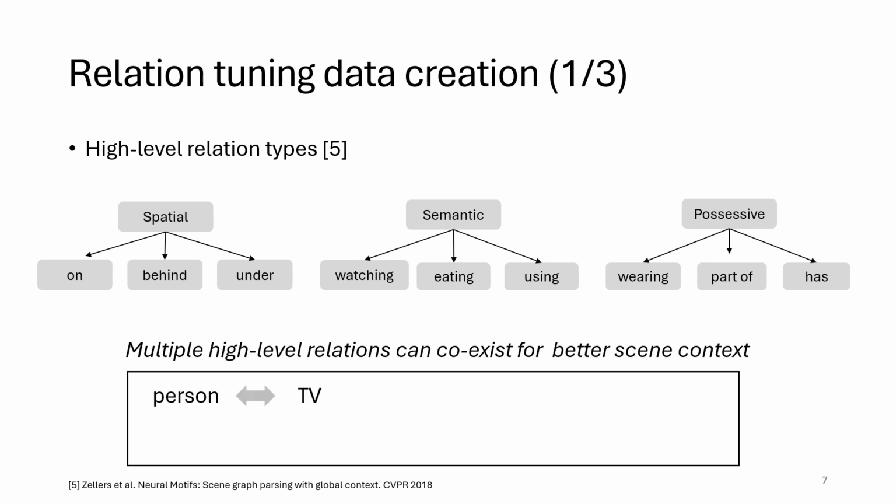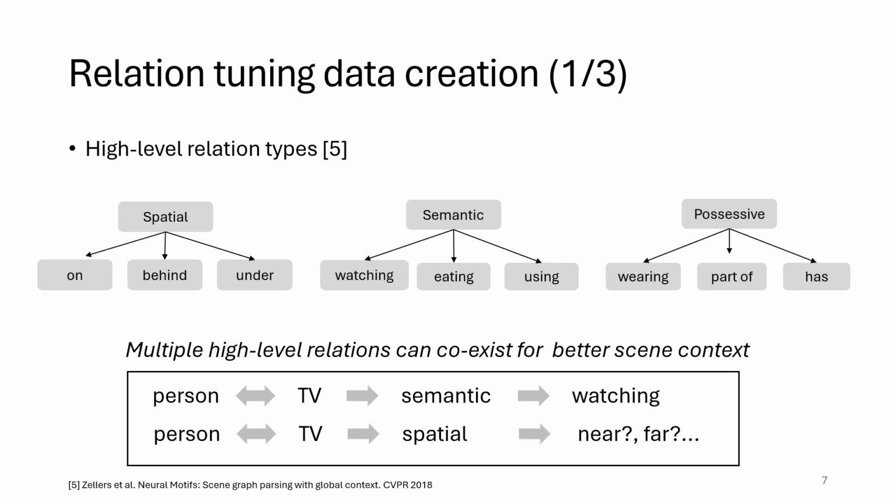For instance, given two objects, person and TV, they can have a semantic relation watching, which doesn't convey anything about the spatial orientation, if the person is near or far from the TV. Thus, both relations are crucial for better scene understanding.